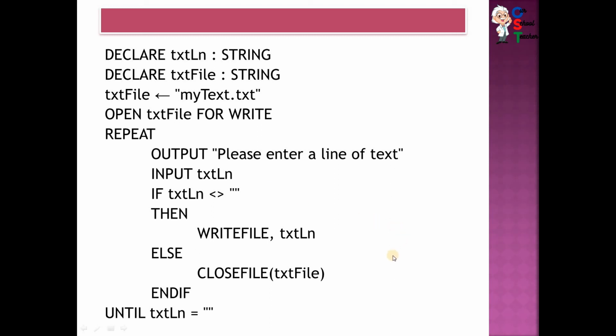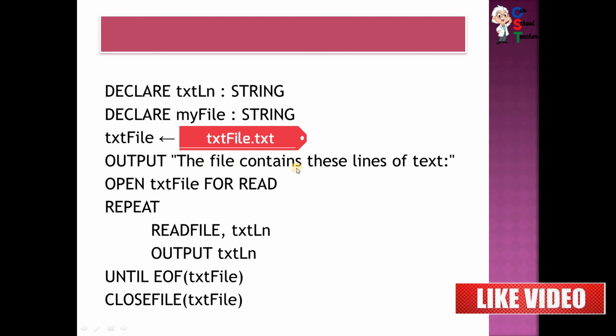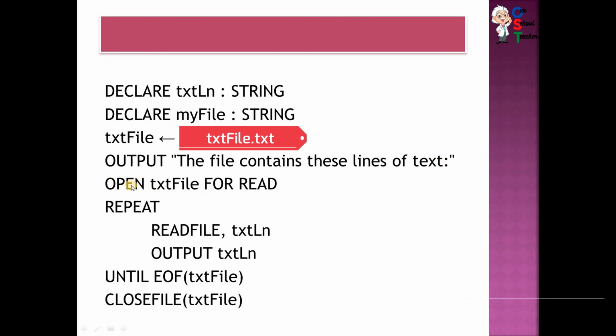Next, if you want to read from the file, the same variables have been used: TextLine to read from the file, and TextFile string has been used to assign the text file in it. This is not my file, this is TextFile. Now, after this, the output statement has been used. Output, the file contains these lines of text. Then open TextFile for read. The open statement has been used and read mode has been used, right? And the file is TextFile, in which we have MyText.txt.